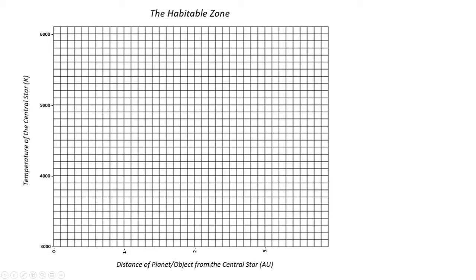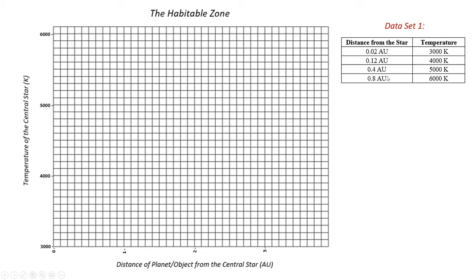We've got the temperature of the star over here, and we've got the distance from the sun. And we have a couple of data sets that I used to make the edge of the habitable zone graph. So data set number 1, and you can see here again, this is the stellar temperature, and this is the distance from the star. You can see I've plotted them. The distance from the star is 2 AUs, so that will coordinate with a 3,000 degree temperature star. If the star is 4,000 degrees, the habitable zone would begin at 0.12, 5,000, 0.4, and 6,000, you can see 0.8. And then you just connect them all together, and that's the edge of the habitable zone.